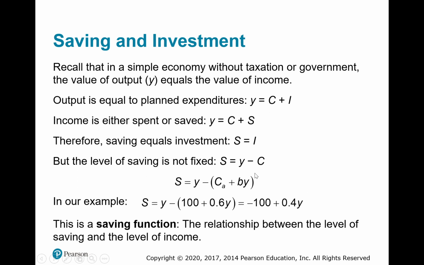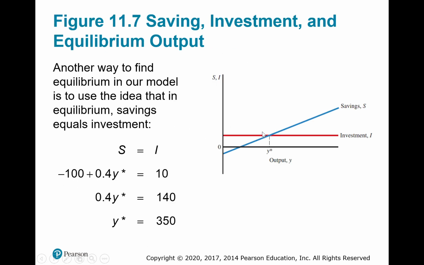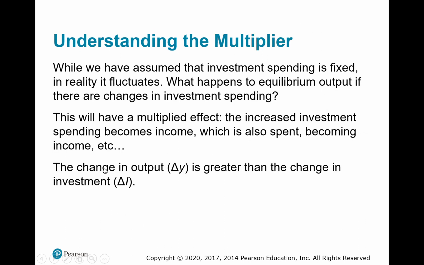So typically BY is marginal propensity to save times your GDP. That's what that means. So now we need to be able to say that this is our savings function instead of our consumption function. All right, another way to find the equilibrium in the model is to use the idea that at equilibrium, savings equals investment, which we've already said, and we can actually plot that.